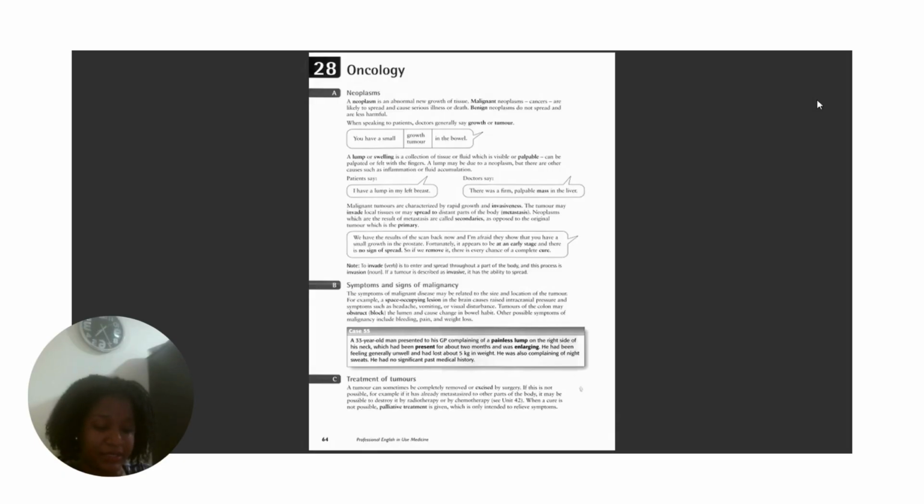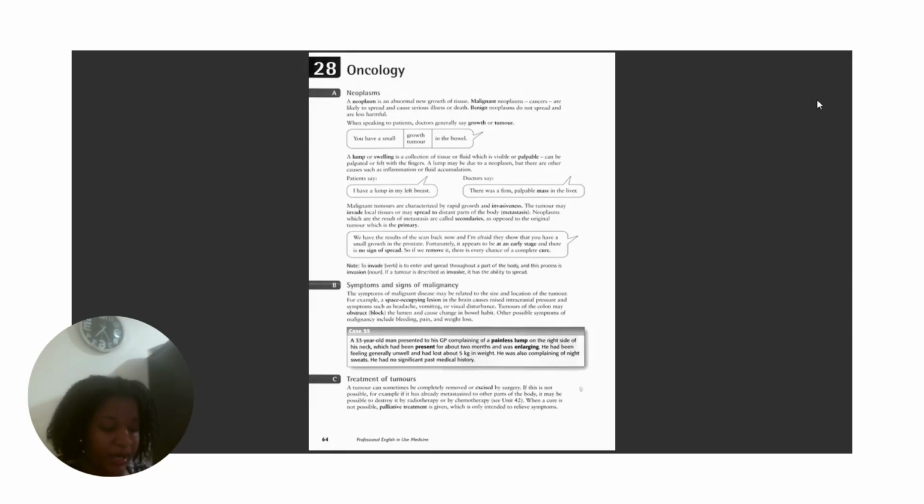The doctors can say, you have had a small growth in the bowel, or you had a small tumor in the bowel. A lump or swelling is a collection of tissue or fluid which is visible or palpable, can be palpated or felt with the fingers. A lump may be due to a neoplasm, but there are other causes such as inflammation or fluid accumulation. Patients say, I have a lump in my left breast. The doctor says there was a firm palpable mass in the liver.